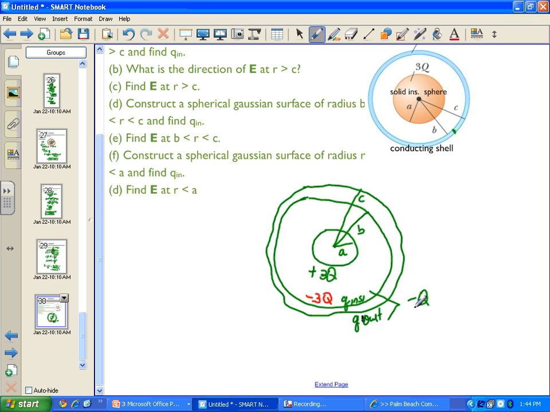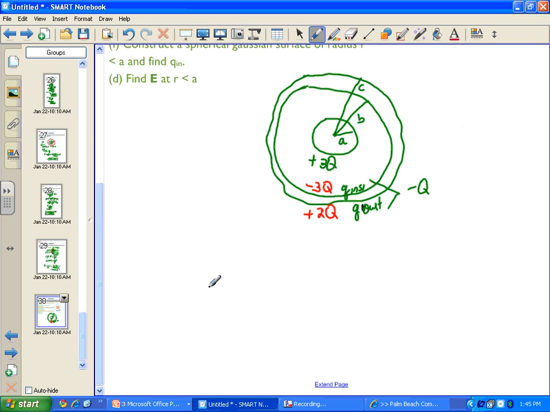But the shell itself has a total of minus Q. So what must be sitting on the outside if the inner surface has a charge of minus 3Q? Well, if we do the arithmetic, we know the total has to be minus Q, so there must be plus 2Q on the outer surface of the concentric conducting shell. Okay, so once we have reasoned this, we can proceed to answer the questions that have been put before us.